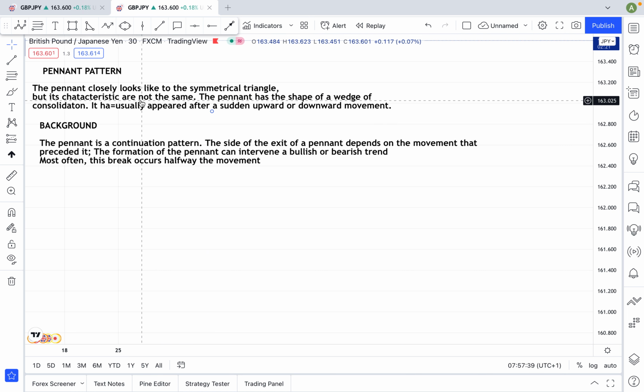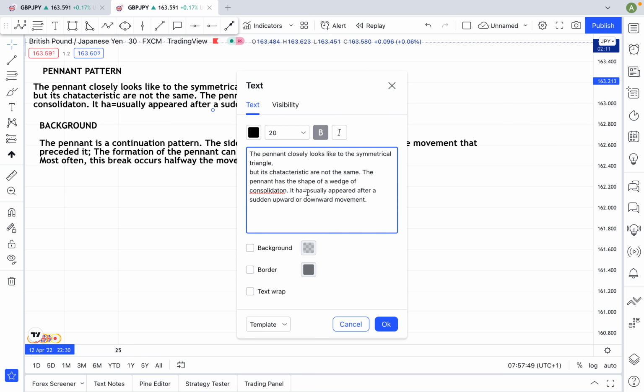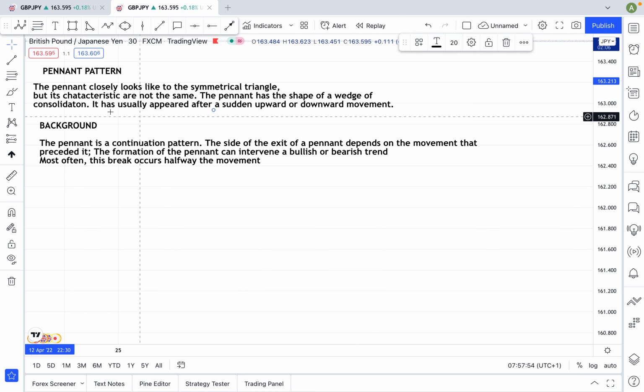But its characteristics are not the same. The pennant has the shape of a wedge of consolidation. It has usually appeared after a sudden upward or downward movement. So background, the pennant is a continuation pattern.